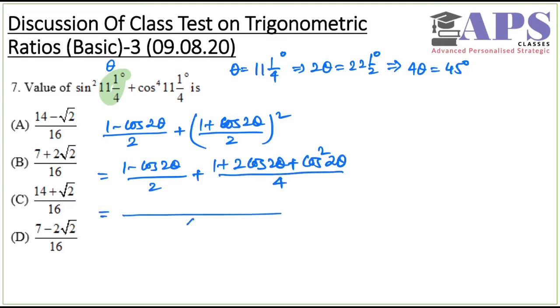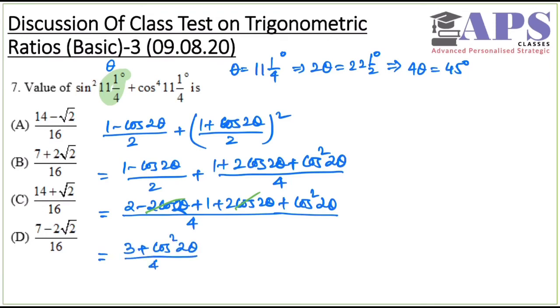If I take LCM now, I will get 2 minus 2 cos 2 theta plus 1 plus 2 cos 2 theta, and plus cos square 2 theta. All the angles are 2 theta. Luckily we are getting this term cancelled. So now I have 3 plus cos square 2 theta by 4. So 2 theta is 22.5. If you remember cos 22.5, you can put it here, or you can convert it in terms of 4 theta. That is 3 plus 1 plus cos 4 theta by 2 divided by 4.